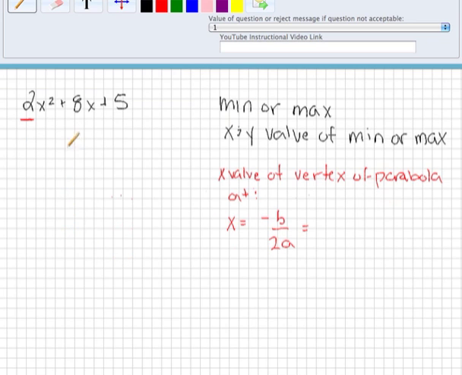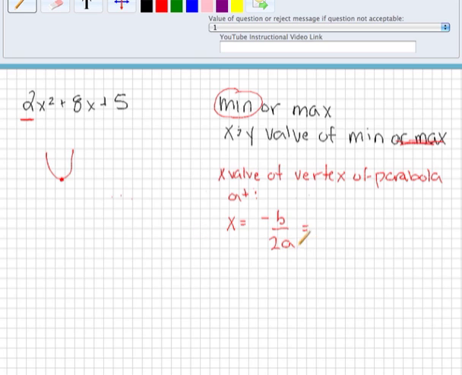So this parabola is pointing upward, so its vertex, this point at the bottom right here, is going to be at the very bottom. So this parabola has a minimum. So let's go ahead and circle that. It has a minimum. Now we want to find the x and y value of the minimum.